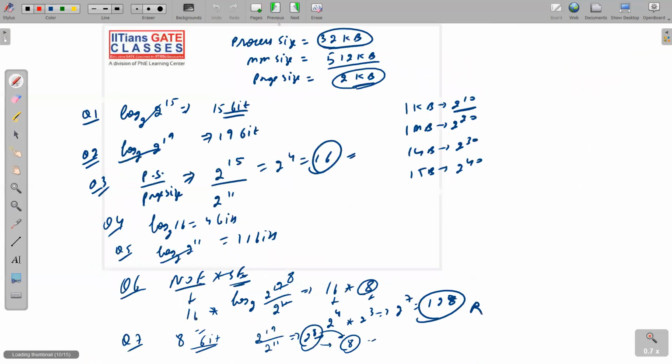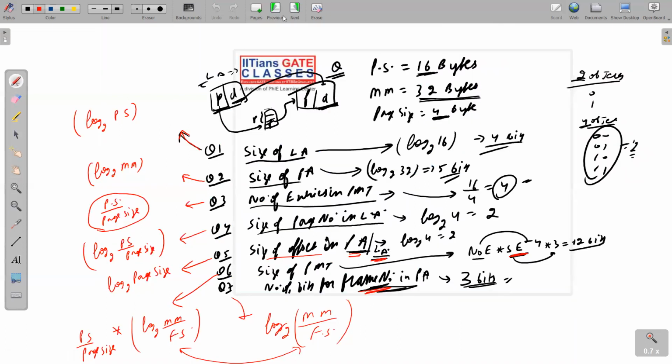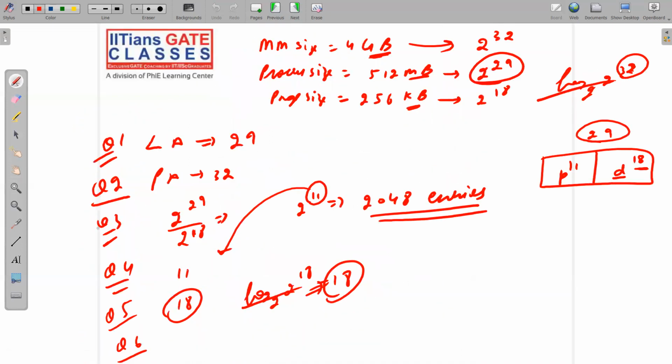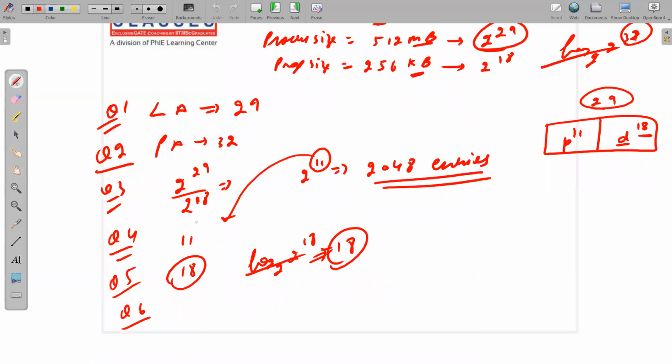Question number 6. Size of PMT. How will you find the size of PMT? Number of entries multiplied by size of each entry. How many entries are there? Entries I have already found out, 2048.